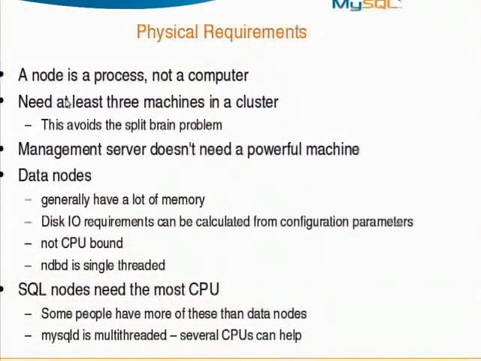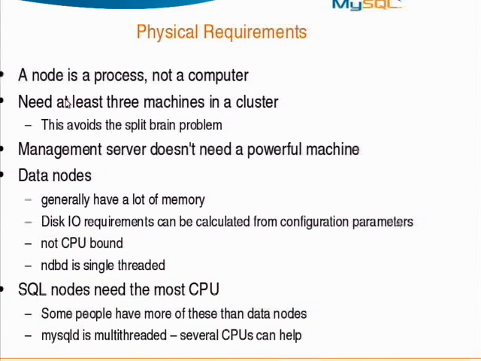So the physical requirements for setting up a cluster: a node is a process, not a computer. So you need at least 3 machines so you don't have the problem of a split brain and deciding which is the cluster. We won't ever let you have 2 clusters that aren't communicating with each other and doing updates on both, because that would be bad. So we do a whole bunch of quorum code within to prevent that. The management server doesn't need a powerful machine. Data nodes typically have a lot of memory, especially in 4.1 and 5.0, since everything had to be in main memory. And also, of course, caching stuff on disk is a good thing.